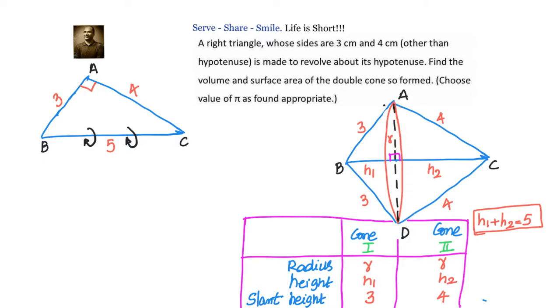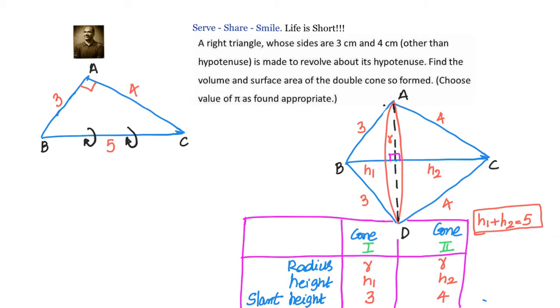Now let us take the triangle with sides 3 and 4 whose hypotenuse is 5 cm, revolved around the hypotenuse. It will form a double cone, you can see. The 3 and 4, whatever the sides of the triangle, will become respectively the slant heights of both the cones, and the sum of the heights of both the cones will be equal to the hypotenuse, that is 5 cm.